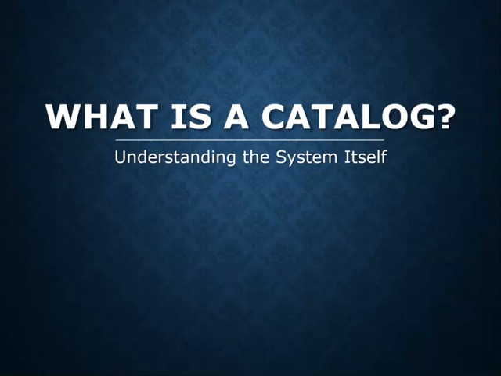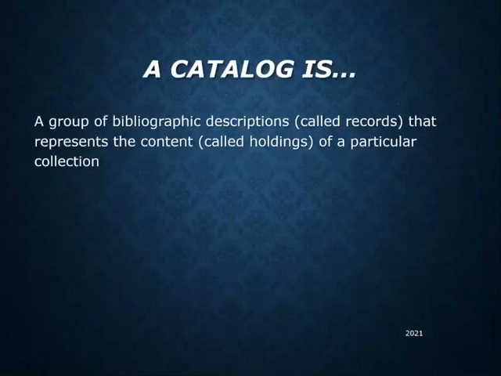Here we'll determine what a catalog is, sort of understanding what it is by itself. As promised, here is more about catalogs themselves. A catalog is a group of records that lists the holdings of a collection. It's pretty much that simple.